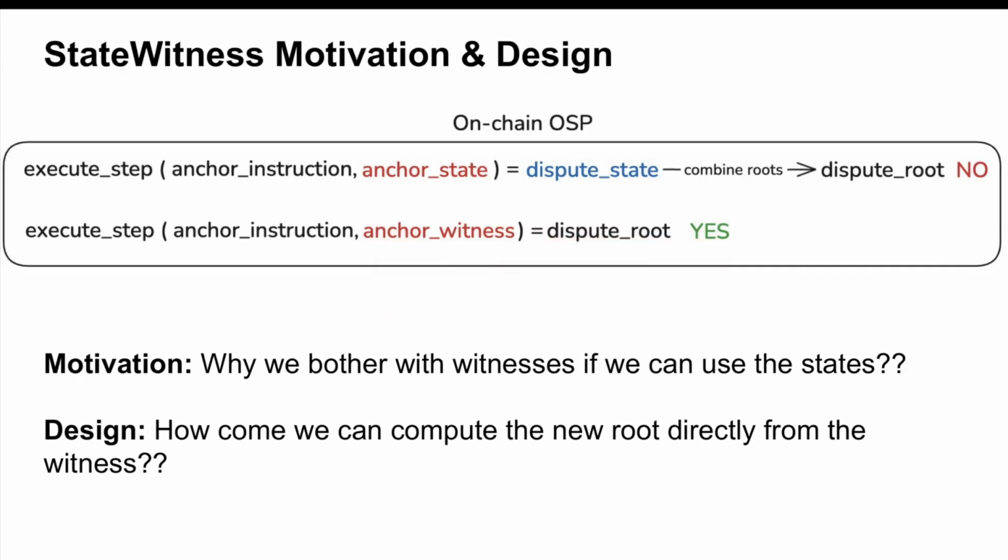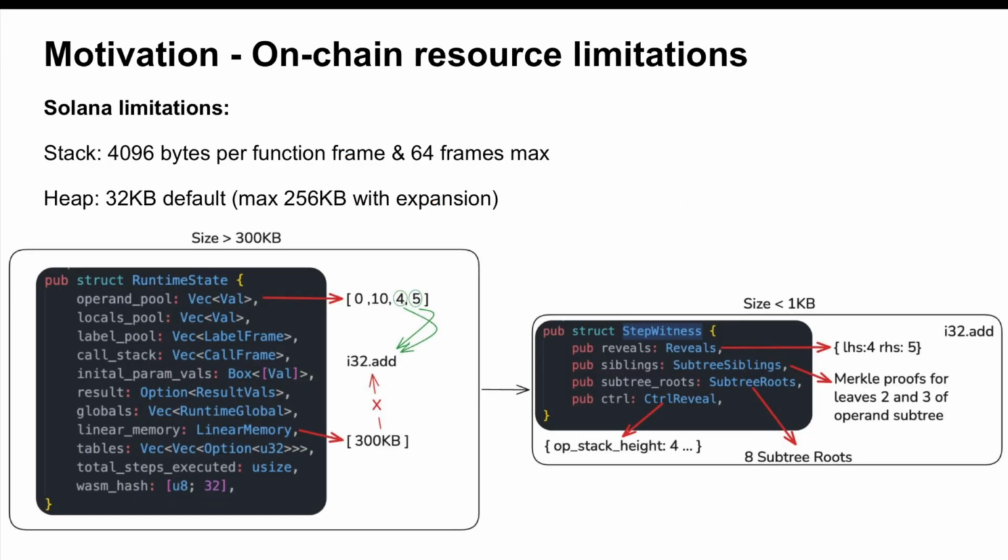So two questions arise from this implementation. Why do we bother with the witnesses if we can use the states directly, because we already have those. And the second question is, how come we can compute a new root directly from the witness? To answer the first question, the only motivation is the on-chain resource limitations. For example, Solana has the following limitations for stack and heap. Basically, the max we can use for the heap is, for example, 256 kilobytes with some expansion tricks.